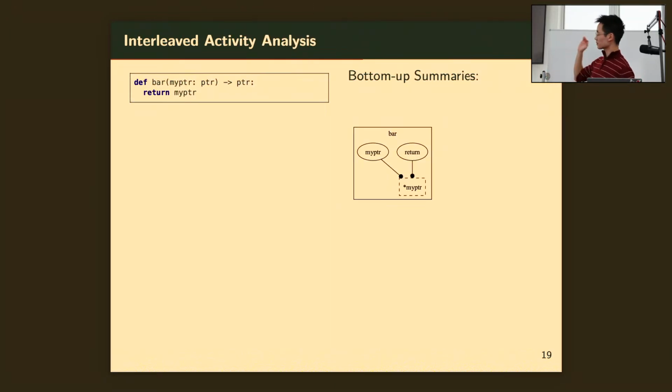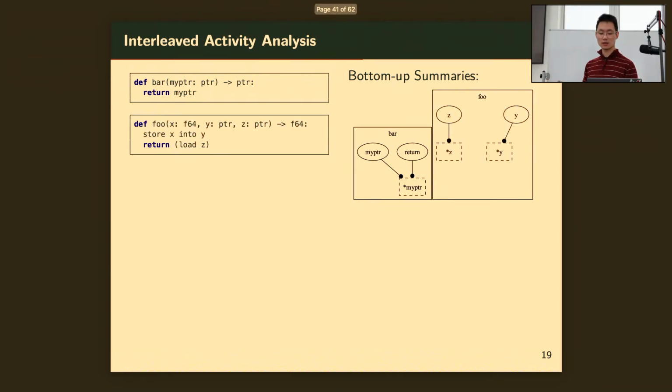Analyzing bar, we compute its relative pointer summary using a placeholder instead of the concrete allocation, and again, there's no differential data movement, so the activity summary doesn't change anything. Looking at foo, we don't know if y and z alias, and we don't know what they point to, but we directly use these placeholder allocations. X flows into the placeholder for y, and the placeholder for z is loaded from to produce the return value. Even though we don't know what the placeholders are, we're done.